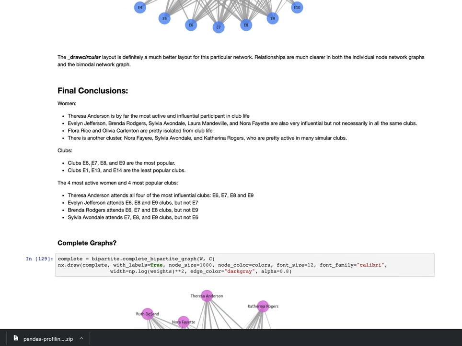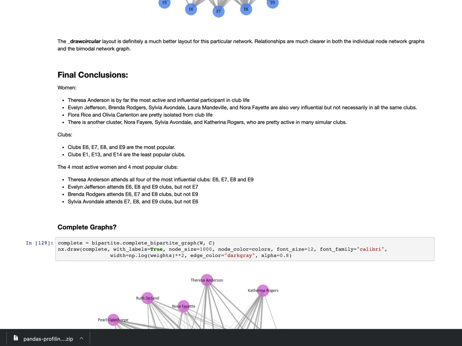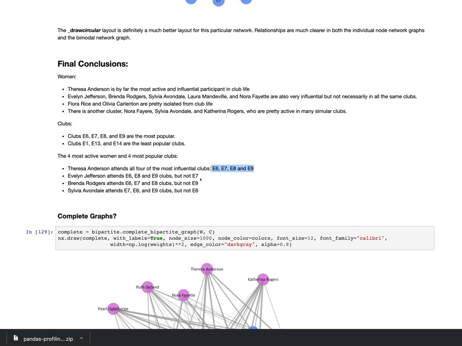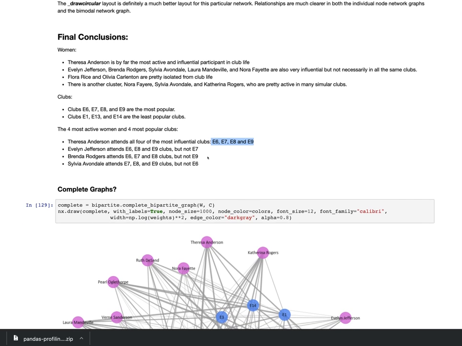The four most influential clubs, E6, 7, 8, and 9, and the least influential are E1, 13, and 14. Teresa Anderson, the most influential of our women, attended all four of those most influential clubs, whereas the next three attended 3 out of the 4, but were each missing one of those 4 clubs.